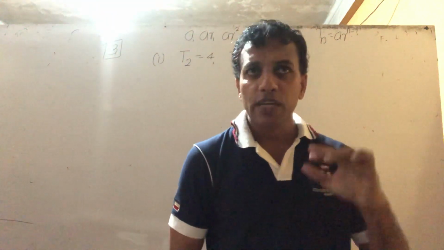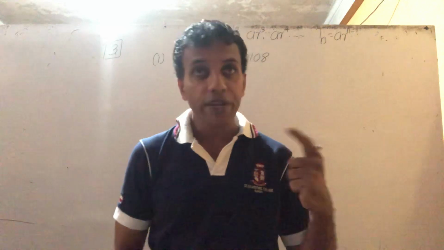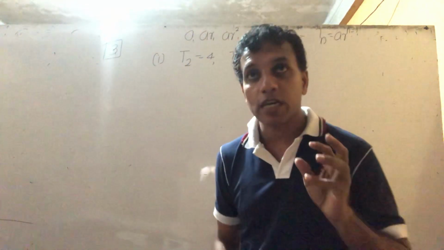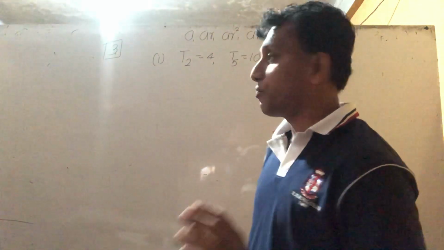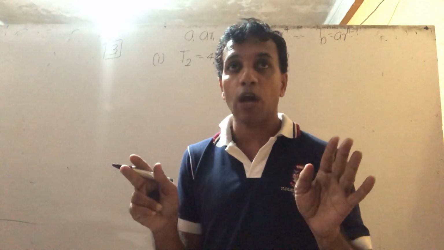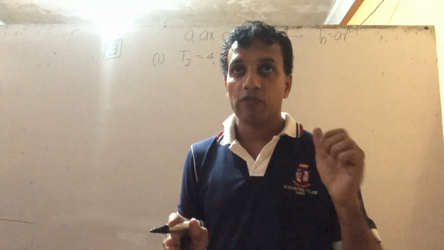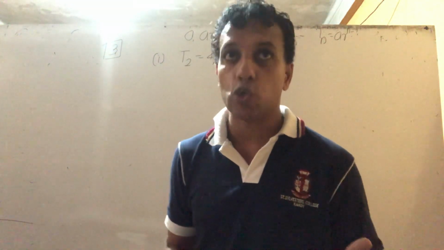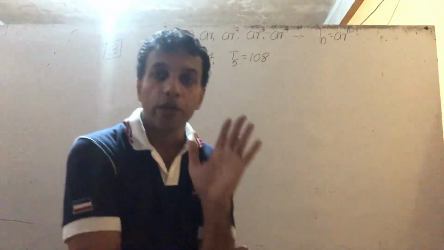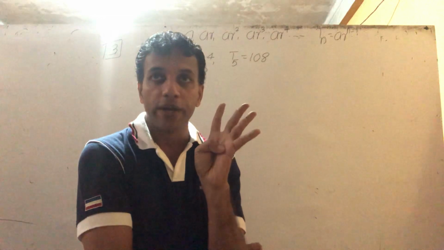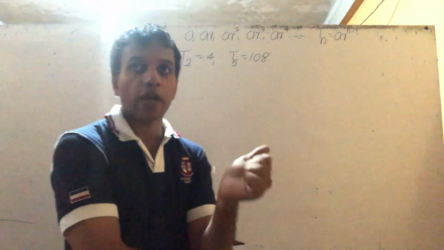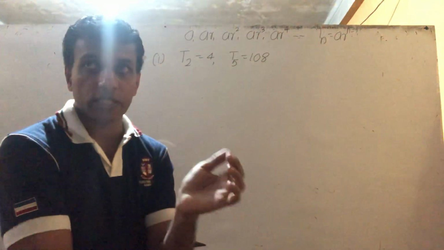Earlier, a was known and r was known. Here both are unknown. They say the second term is 4 and the fifth term is 108. Two particular terms are given. How do we calculate the first term and the common ratio? The method: there are two unknowns, a and r, so build up two equations and solve that pair of simultaneous equations.